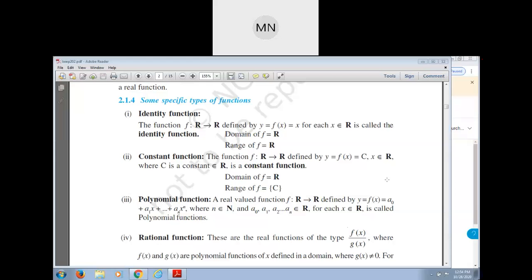Okay, and the next one is the constant function. The constant function is also a real valued function. It is defined as f of x equals c, where c is any constant. Suppose we consider f is a function from R to R. Suppose we consider x equals 1. Then f of x is what? In that case, f of x will be what?